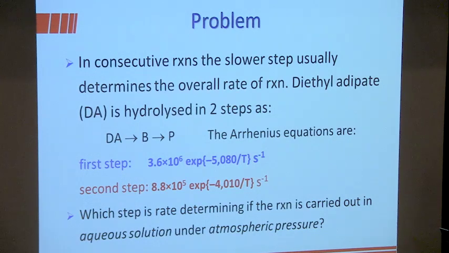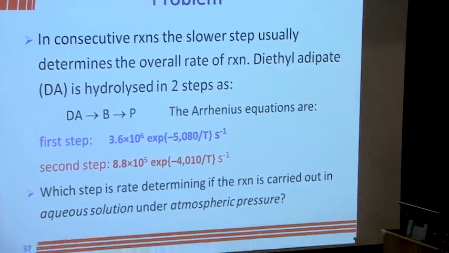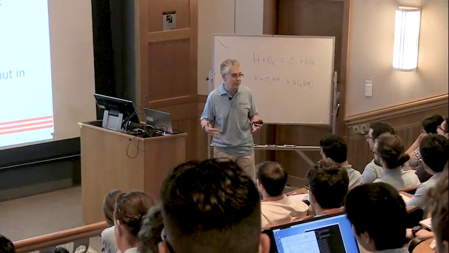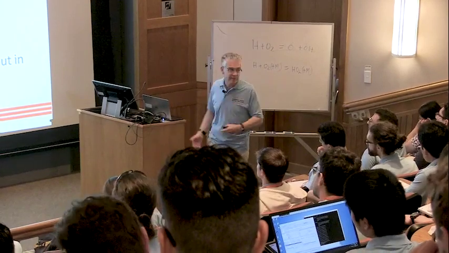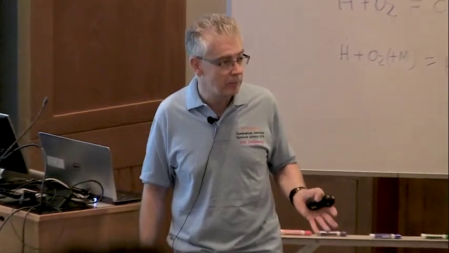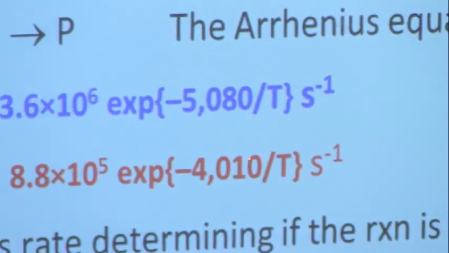It's actually nice, and typically nowadays, even when I'm publishing papers, I'll put in an activation temperature. That way, you don't have to worry whether the units are joules or calories for the activation energy. So we're just putting in an activation temperature there. Just bear that in mind. We've already divided by R, be it 8.314 or 1.987, depending on the units. And the second step is 8.8 times 10 to the 5 times the exponent of minus 4,010 all over T. So here we have 2 expressions.